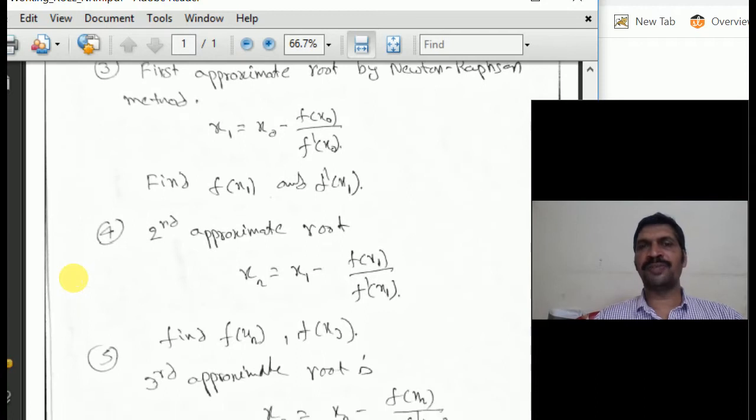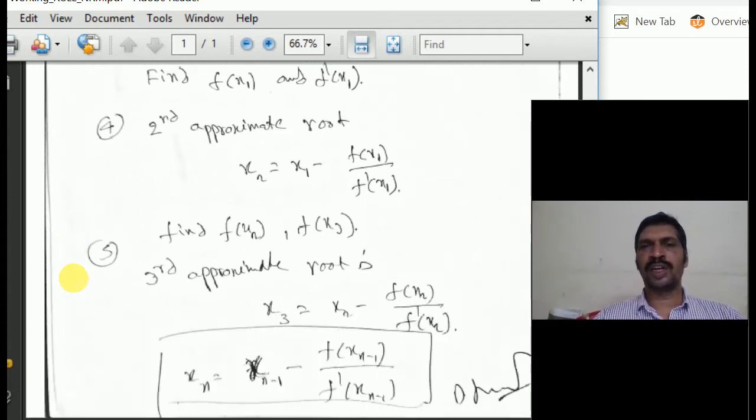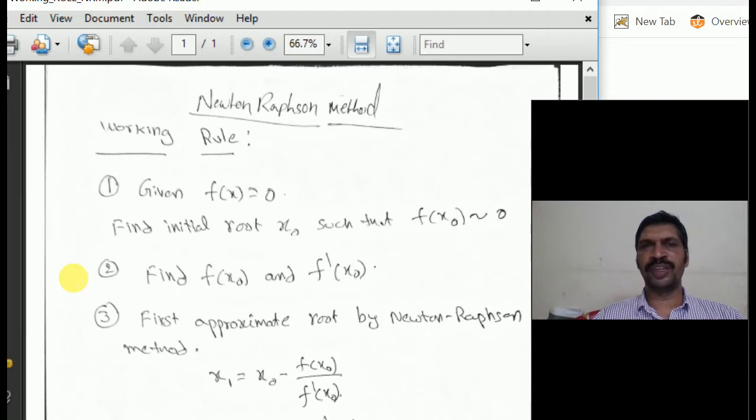In the same style, find x2. x2 equal to x1 minus f of x1 by f dash of x1. Using x2, find f of x2 and f dash of x2. The third approximate root x3 equal to x2 minus f of x2 by f dash of x2. In general, xn equal to xn minus 1 minus f of xn minus 1 by f dash of xn minus 1. This is the working rule for the Newton-Raphson method.